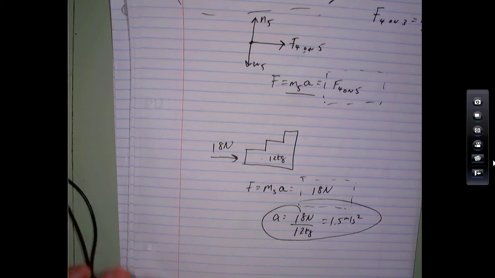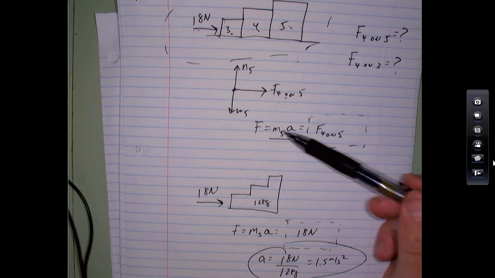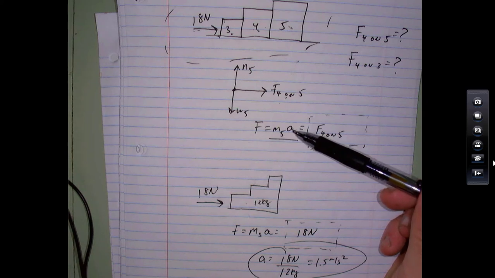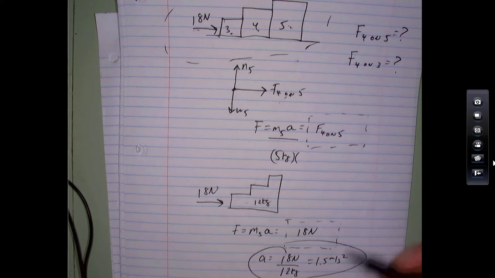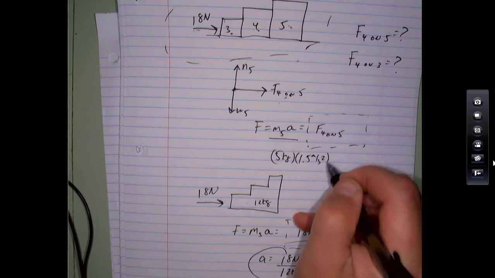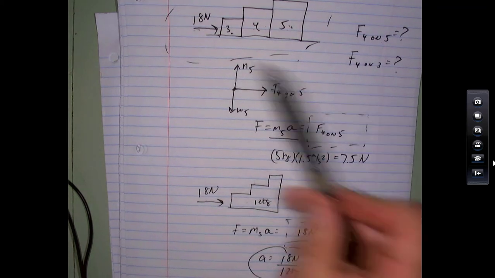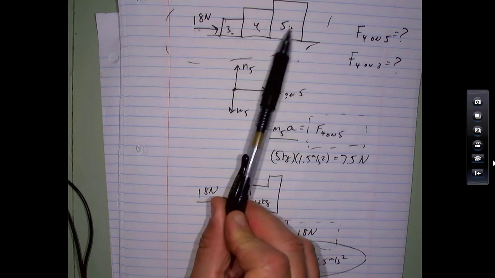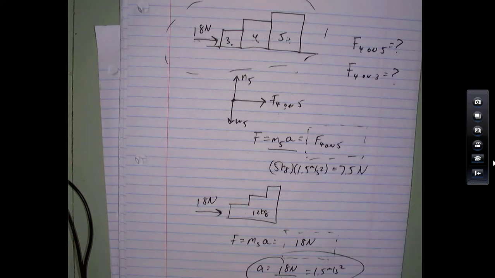So each block is part of the system. Each block accelerates at this rate. So this force of 4 on 5 would be 5 kilograms times this acceleration that we have, 1.5 meters per second squared. So that looks like 7.5 newtons. Of the 18 newtons that's applied to the system, you could think about it as 7.5 of it being used up by this 5 kilogram. So it turns out to be 5/12 of the total.